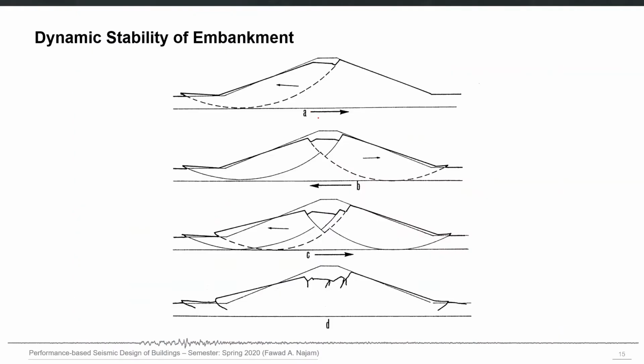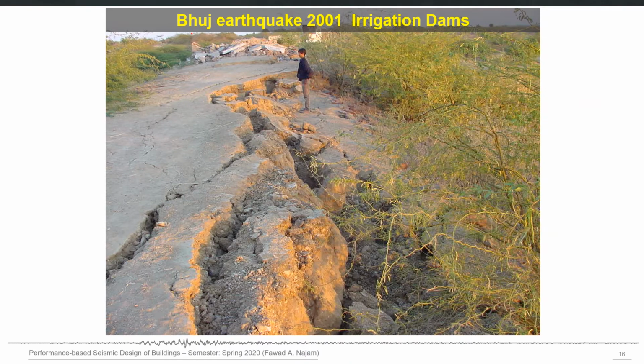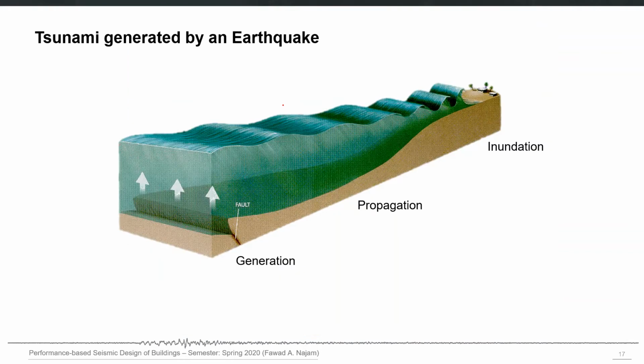The embankments' dynamic stability, obviously, when they are subjected to horizontal shaking like this, if they are not stable enough, they will develop these failure surfaces and they will just settle to new positions. So ultimately you will have failure of the unstable embankments as a result of ground shaking, and this is also one earthquake hazard. This example is from the Bhuj earthquake in India in 2001. You can see here the damage to these embankments, caused or triggered by the earthquake movement.